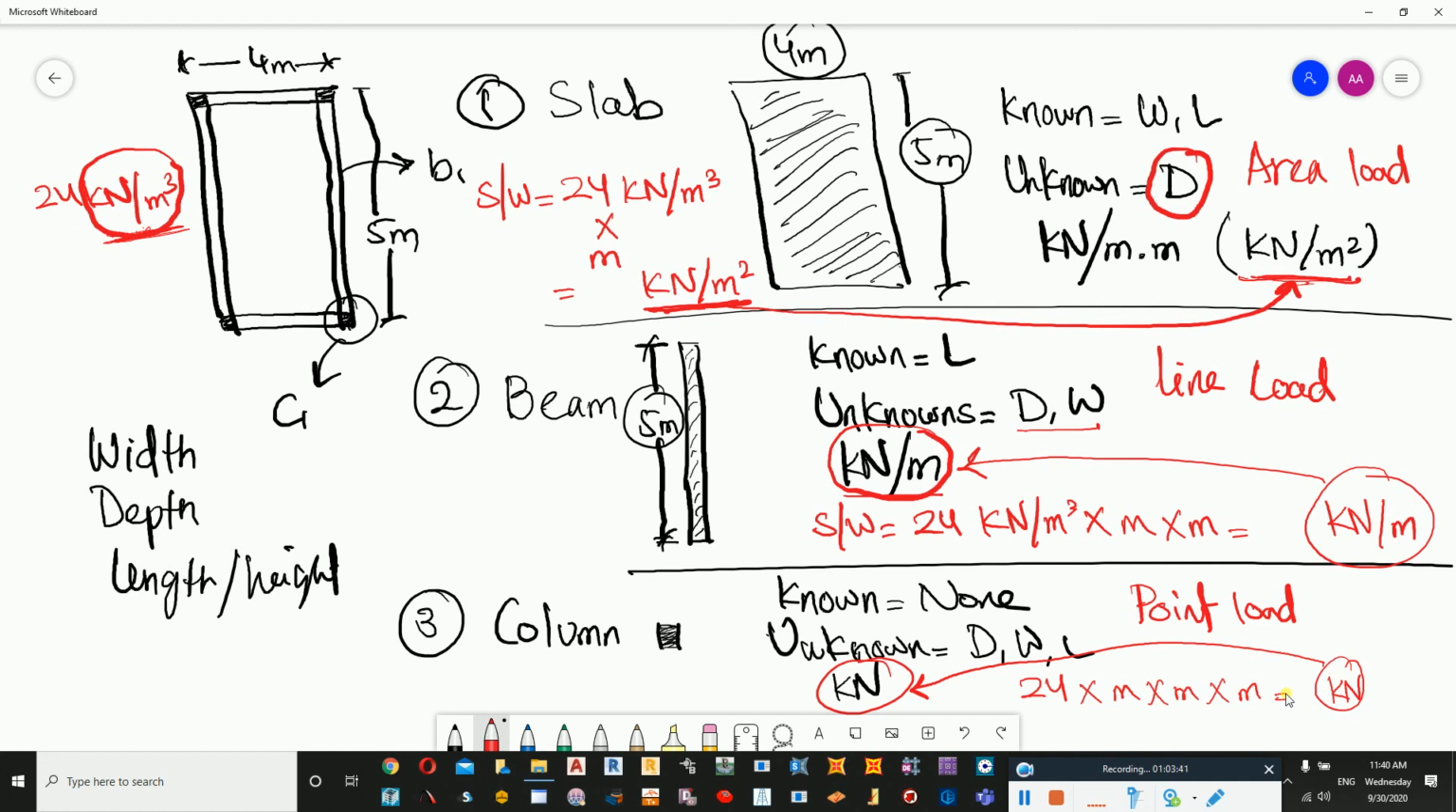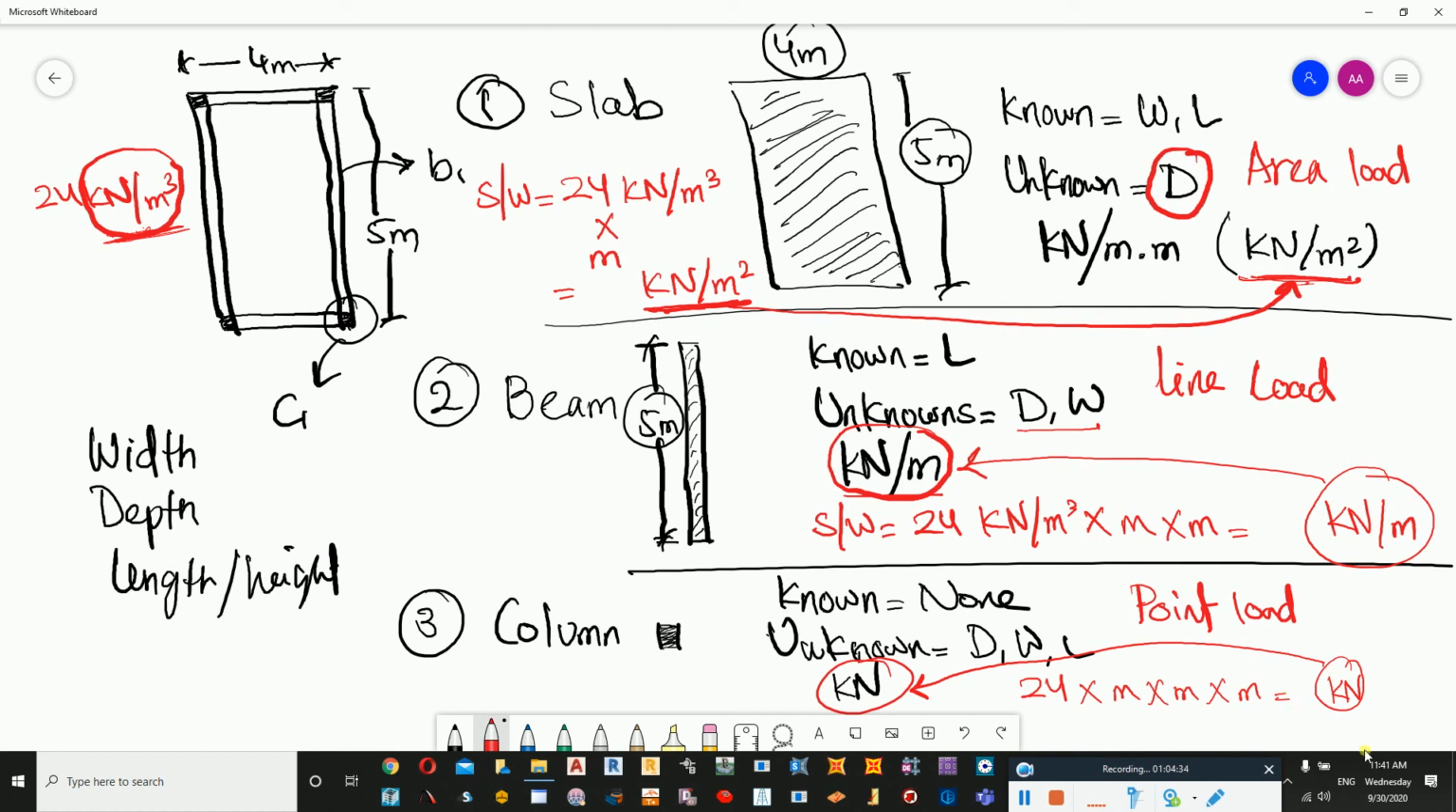To keep it short, loading can be divided only by a known dimension. For a slab, it's an area, so I'll divide my load by an area, that's why it's kilonewton per meter square. A beam is a line element, it is coming only on a line, it's not an area element. So I can divide my load by only one dimension, that is the line. That's why it's kilonewton per meter, and we call it a line load. For a column, I don't know anything, and a column is a small portion, it's not a line, it's not an area, so it's considered to be a point. So it's going to be in kilonewton. To calculate the self weight, I need to multiply by the unknowns.